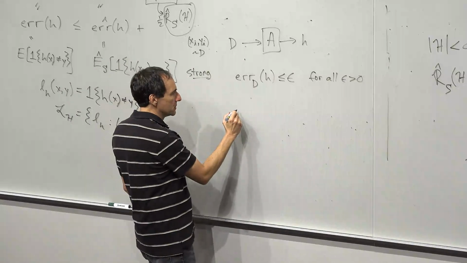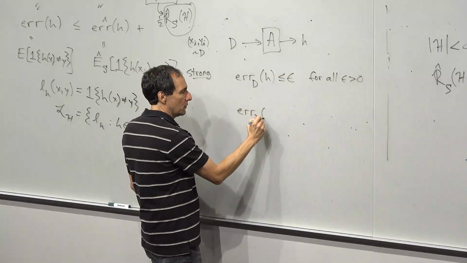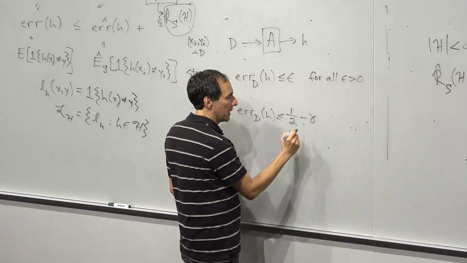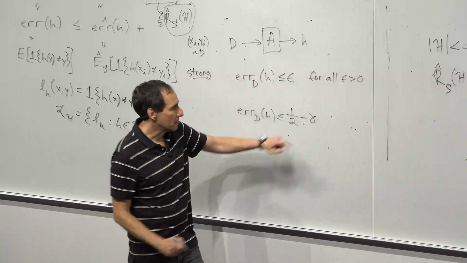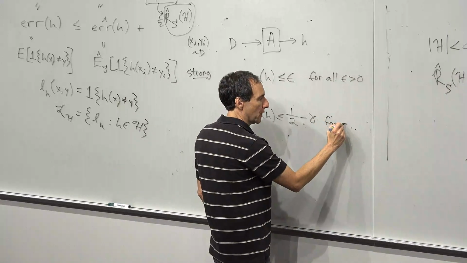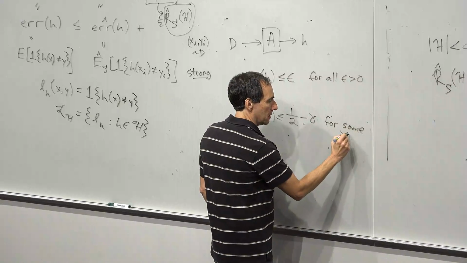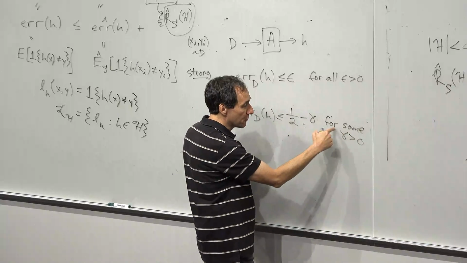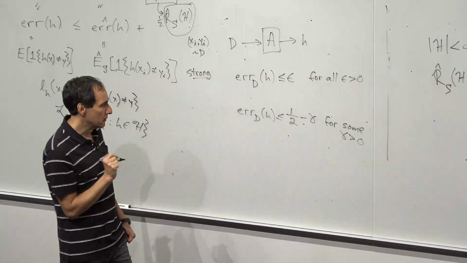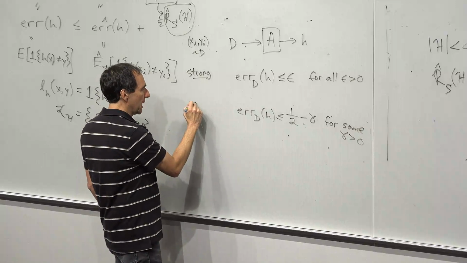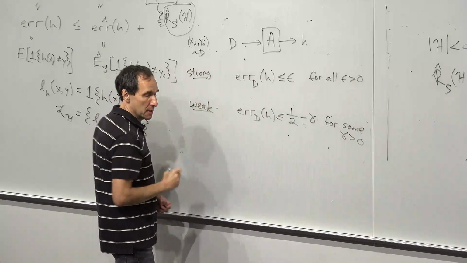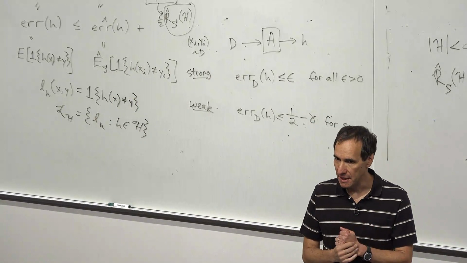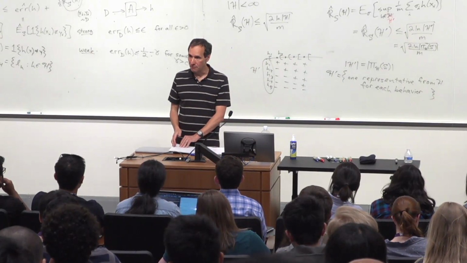And now I'm saying, suppose instead that we have a reliable way of getting the error below 1/2 minus gamma, where we're thinking of gamma as some small positive number, like 1%. Not for all gamma, but for some fixed gamma, we can do that. And we can call that weak PAC learning. And so the question we're asking is, are these two notions of learning the same? Are strong and weak learning equivalent to each other?